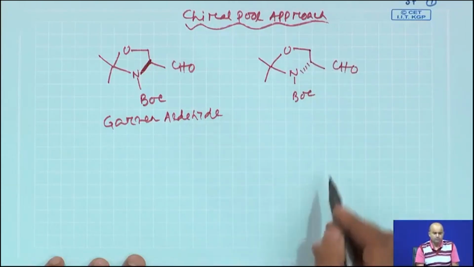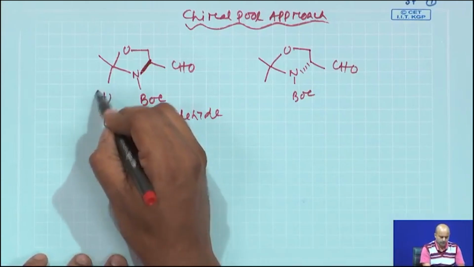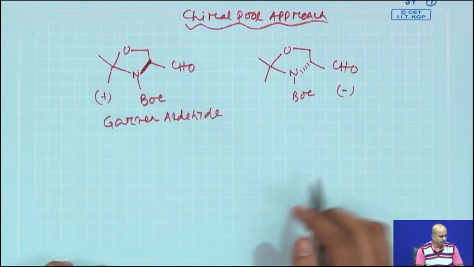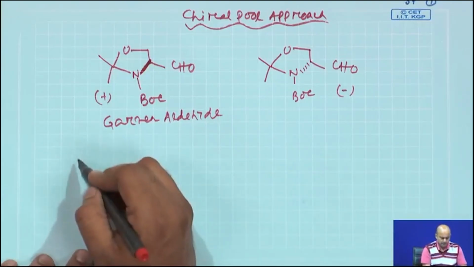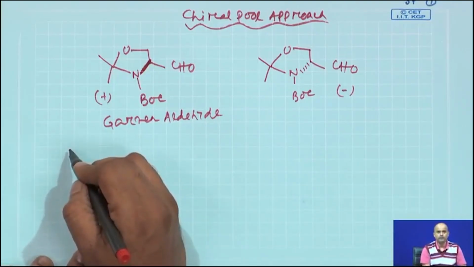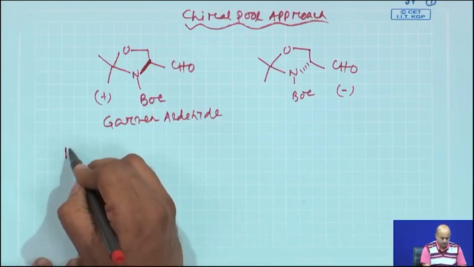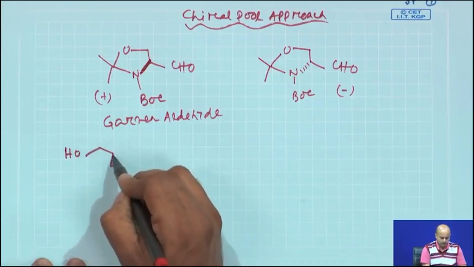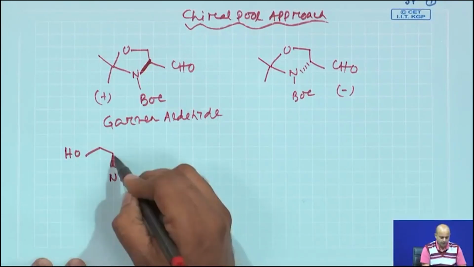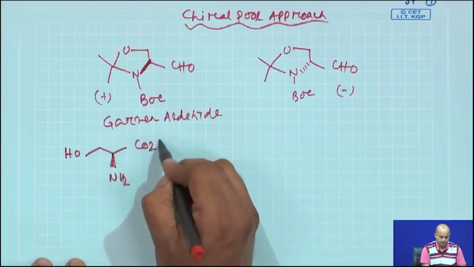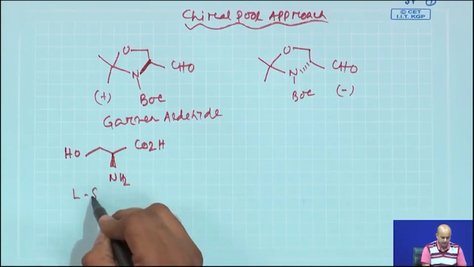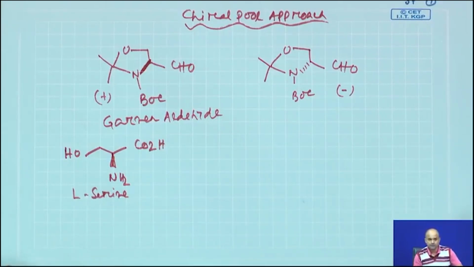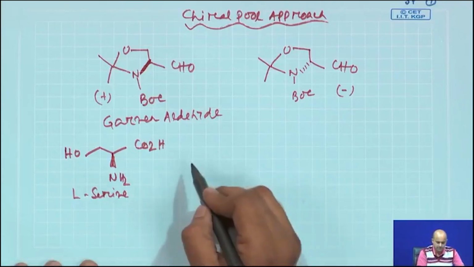Now, I have drawn both the enantiomers of Garner aldehyde. I said this is plus, this is minus. In reality, I do not know what exactly this is, but this is just an assumption. And I am saying that this Garner aldehyde can be prepared from an amino acid as a chiral pool. If you try to correlate, probably you can figure it out, this Garner aldehyde can be easily made from a simple amino acid which is nothing but L-serine. Because L amino acids are plentifully available in nature, these are very cheap, easily commercially available materials.